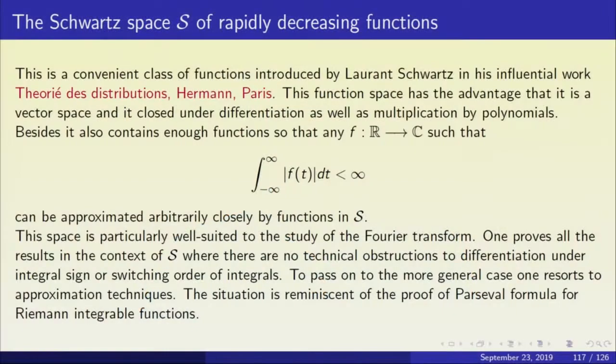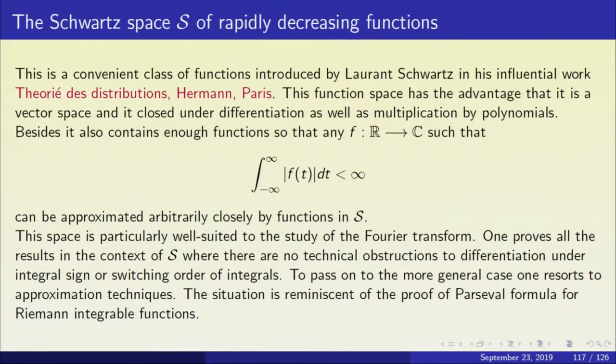Now, to proceed further with the theory of Fourier transforms, we need to introduce a certain convenient space. We need a vector space V, and this space is called the Schwarz space S of rapidly decreasing functions. This space was introduced by Laurent Schwarz in his influential book on the theory of distributions. This function space has the advantage that it's a vector space, closed under differentiation and closed under multiplication by polynomials.